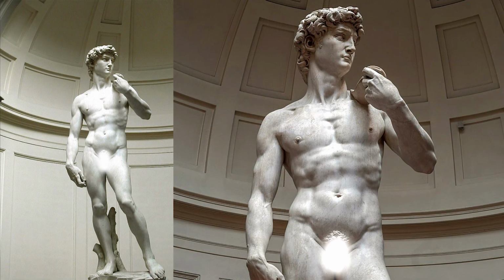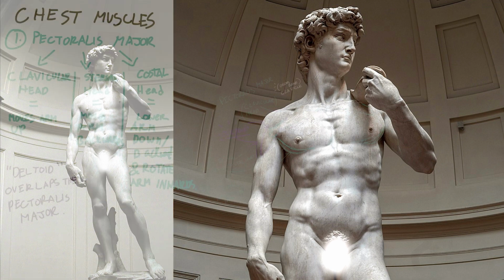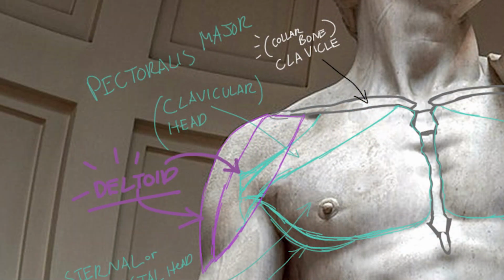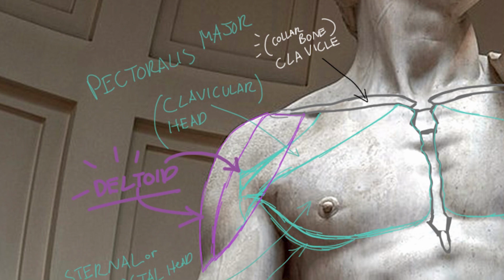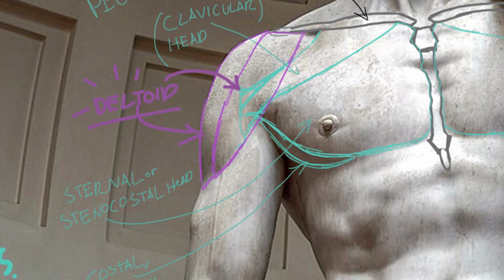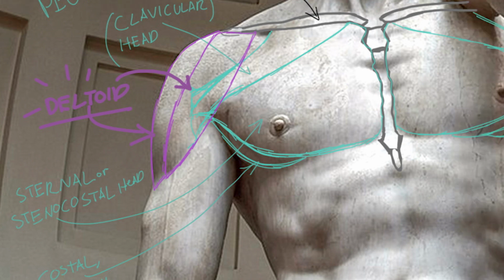The main muscle that we see for the chest is called the Pectoralis Major. Pectoralis Major is actually broken down into three main groups of muscles. We have the clavicular head, which is the very top part of the Pectoralis Major. And then we also have the largest head, which is called the sternal or sternocostal head. This muscle moves the arm backwards. So basically it would extend and stretch your arms backwards like this.